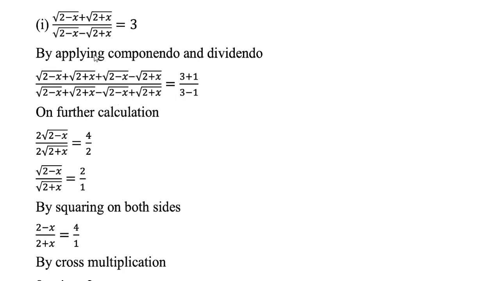The first one, that is root over 2 minus x plus root over 2 plus x, the numerator plus denominator, divided by this one minus the lower part, that is numerator minus denominator, is equal to, in the lower part nothing is there, so it is assumed that 1 will be there. So 3 plus 1 divided by 3 minus 1.